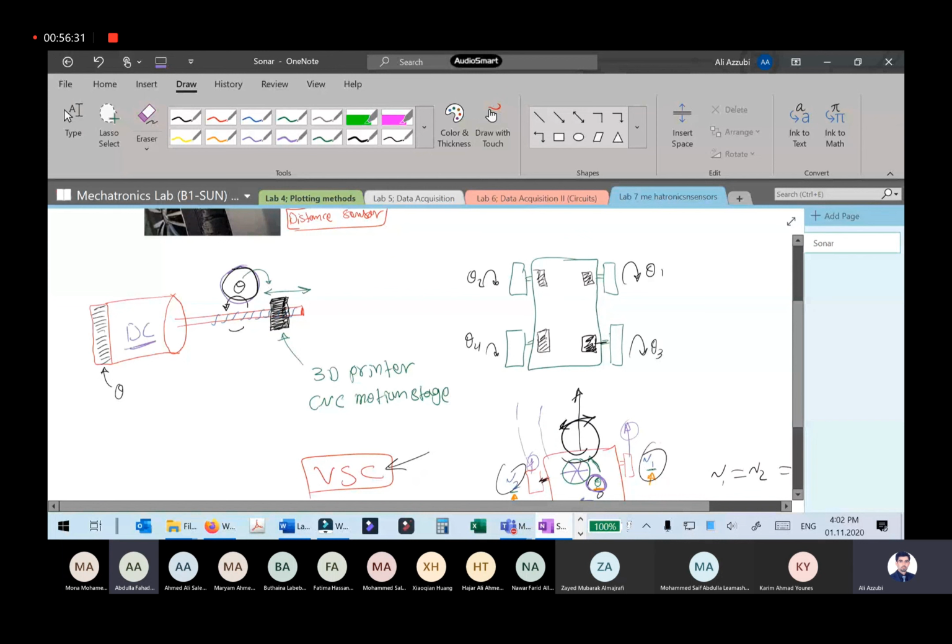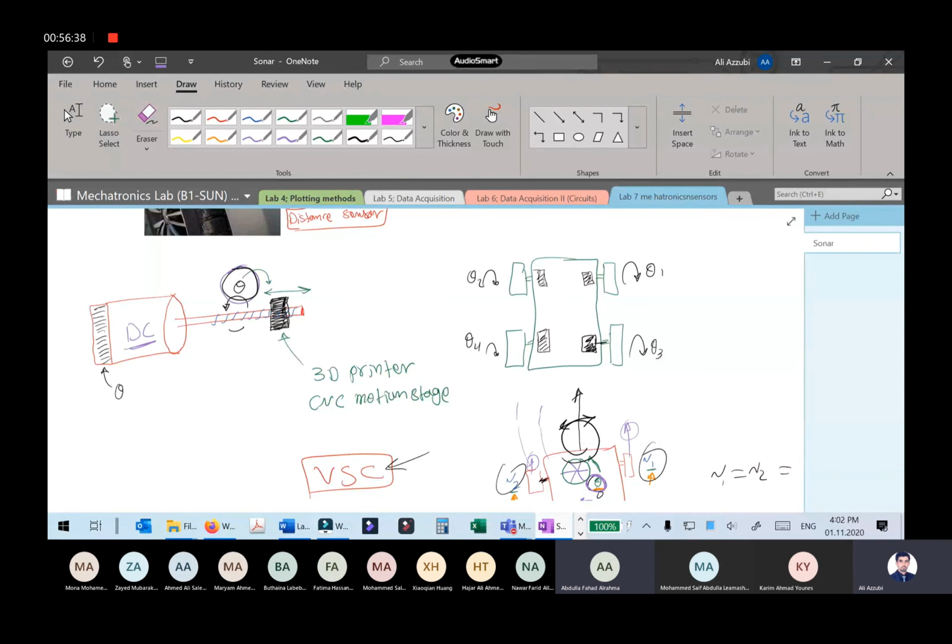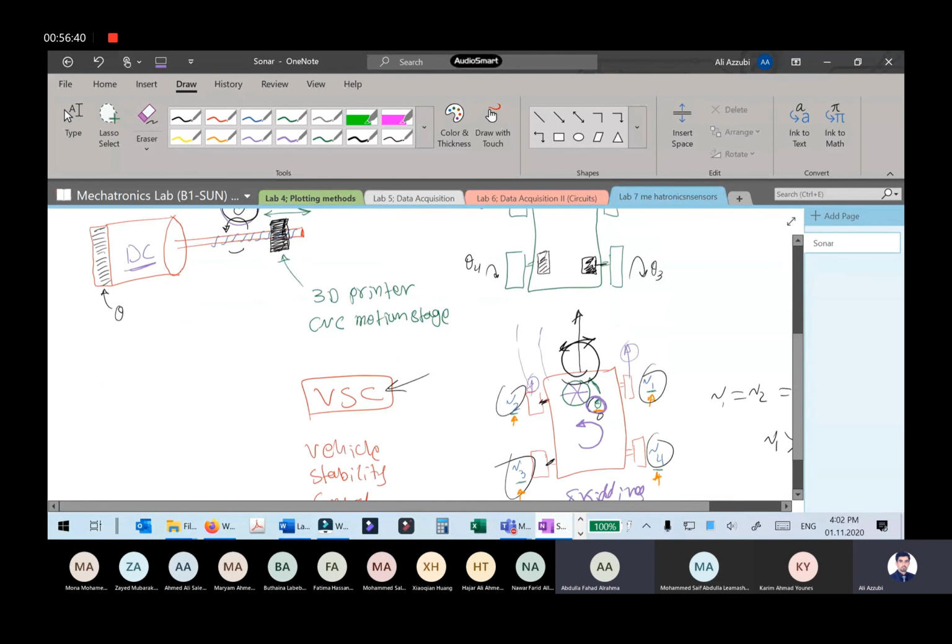I have a question. Please. Why V1 can be greater than V2? Both wheels are not driven by the same axle?